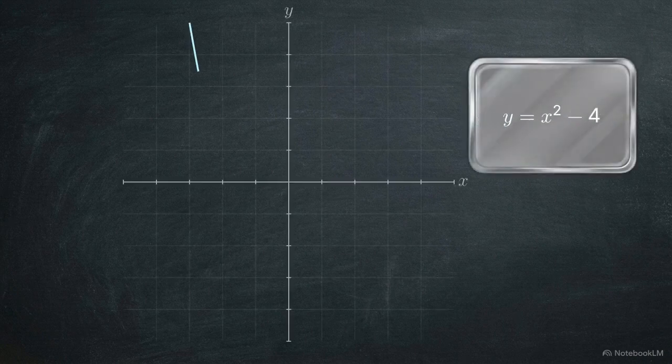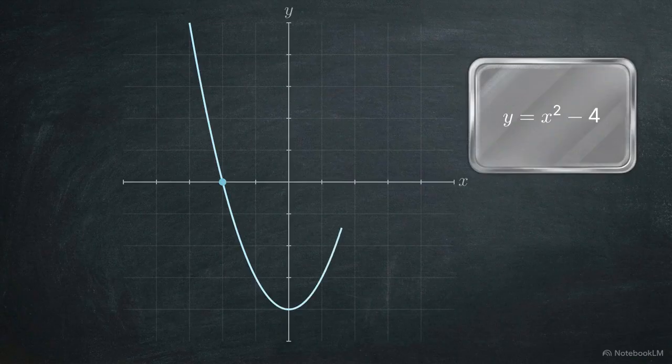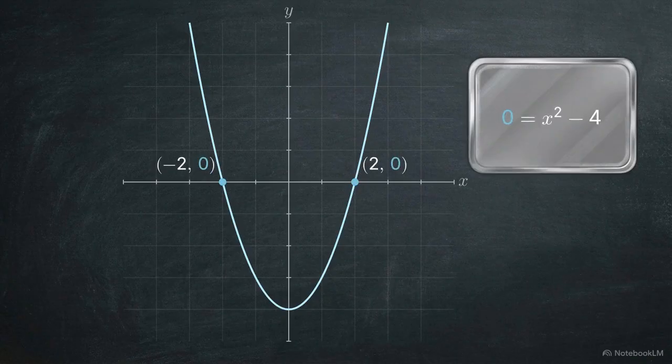This is a parabola, the shape created when you graph a standard quadratic equation. As the curve sweeps downwards, it crosses the horizontal x-axis at two distinct points. These two intersections represent the two valid solutions for the equation.